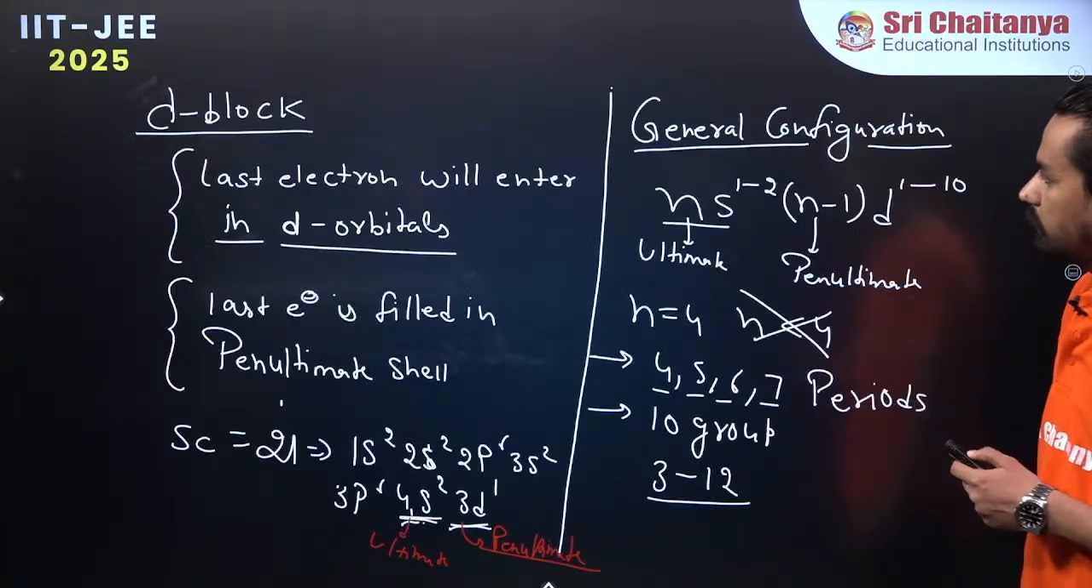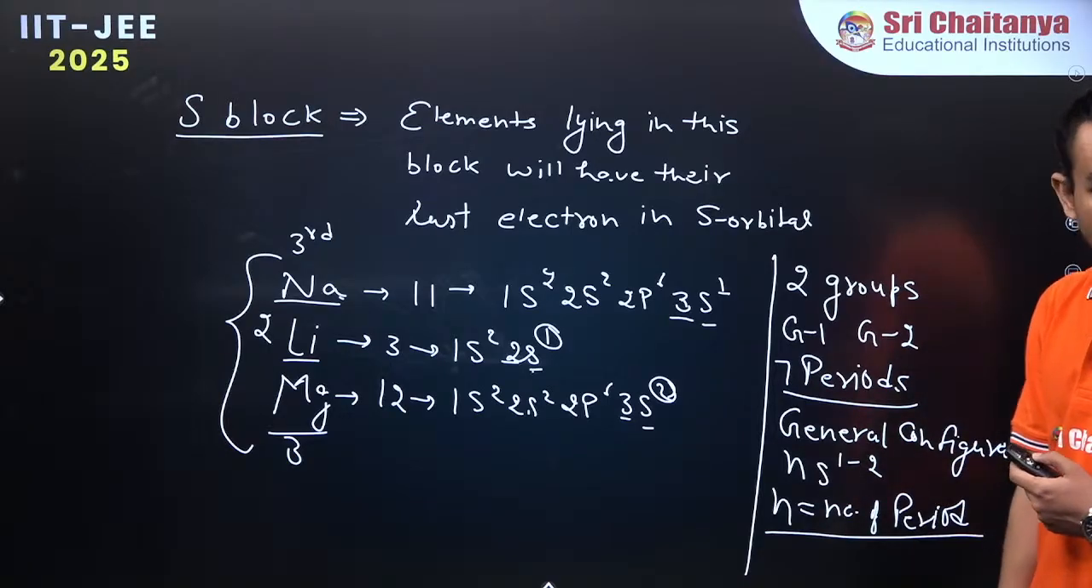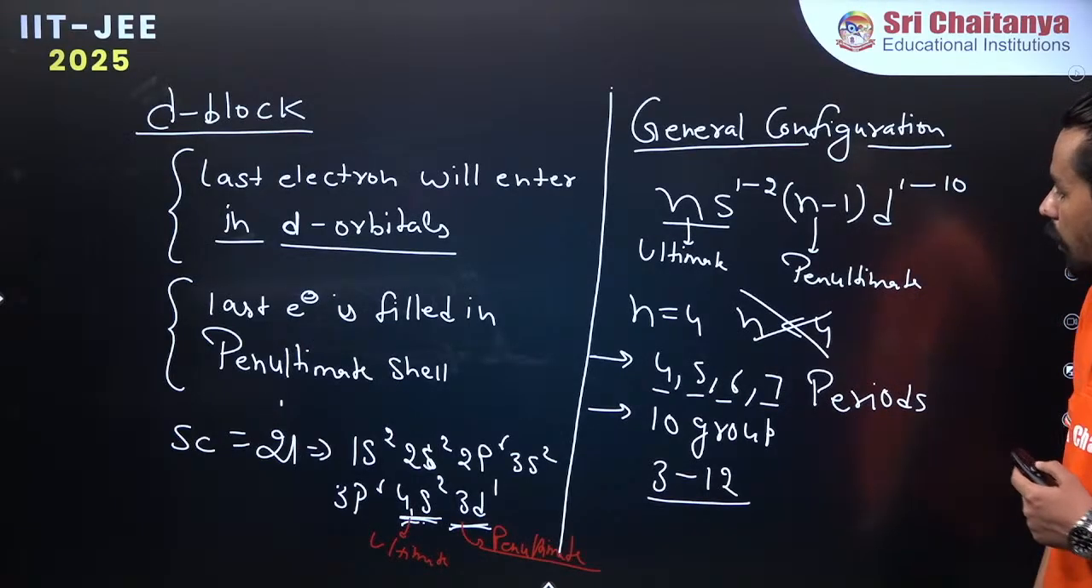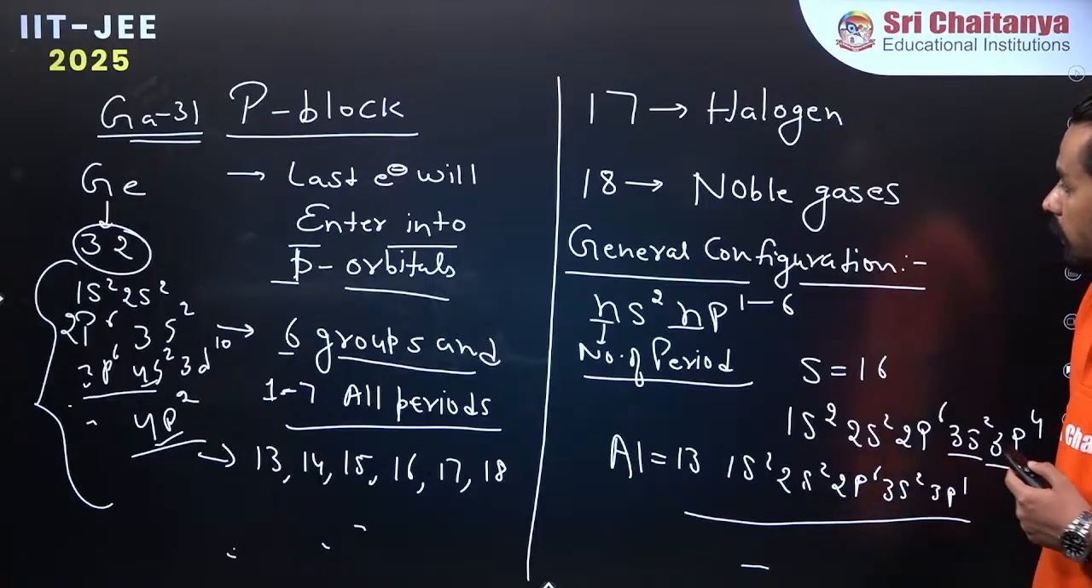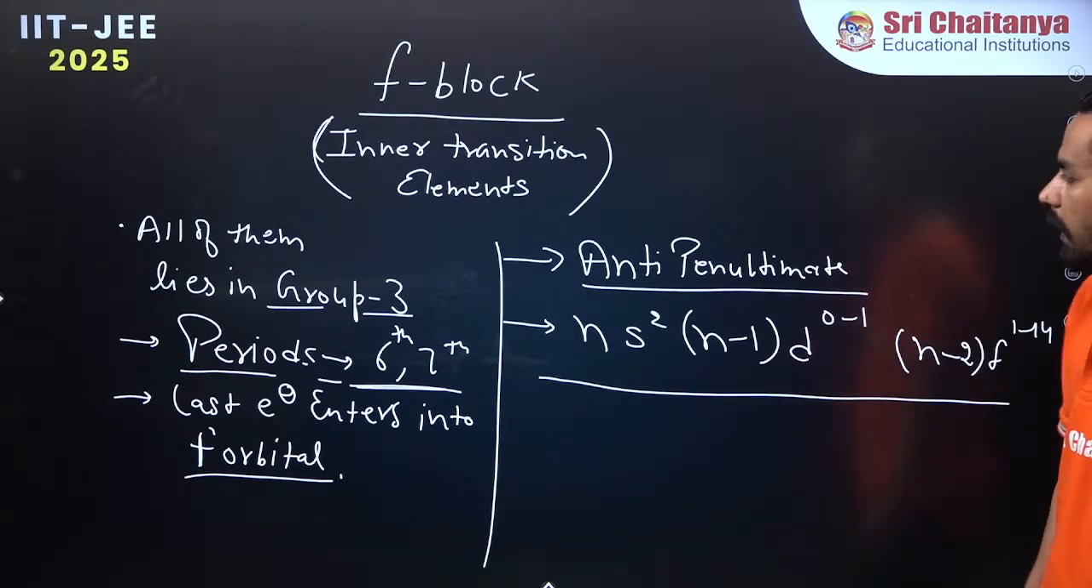Now let us think about s block. General configuration we have got, how many periods, how many groups. Same for d block, how many groups, how many periods. Similar for p block, how many groups, how many periods are there, and similar to that f block is there.